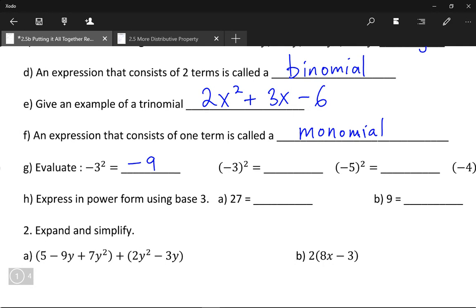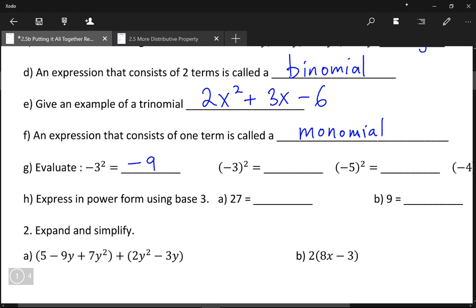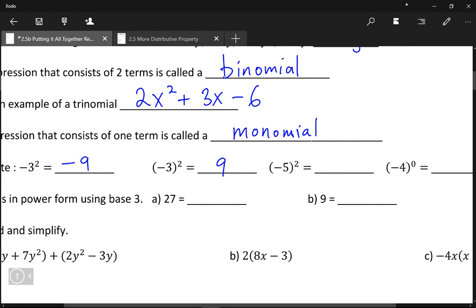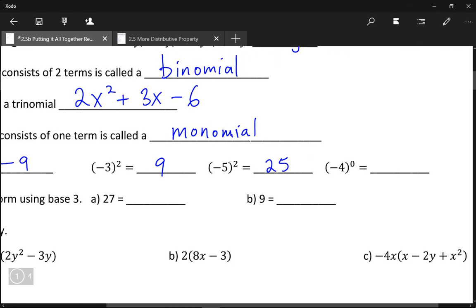The next one, we have it in brackets. So now we do negative 3 times negative 3, which is positive 9. Negative 5 squared. Negative 5 times negative 5 is positive 25. And then last one, negative 4 to the exponent 0, 1. Any number raised to an exponent 0 is always equal to 1.